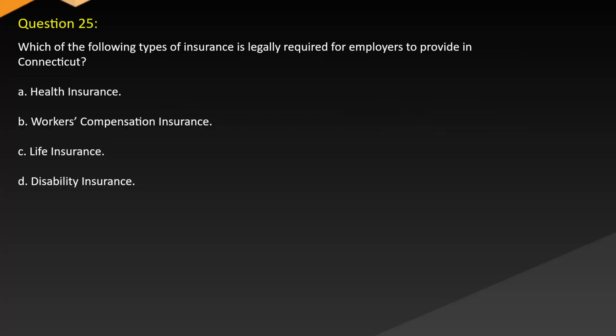Question 25. Which of the following types of insurance is legally required for employers to provide in Connecticut? A. Health insurance. B. Workers' compensation insurance. C. Life insurance. D. Disability insurance.